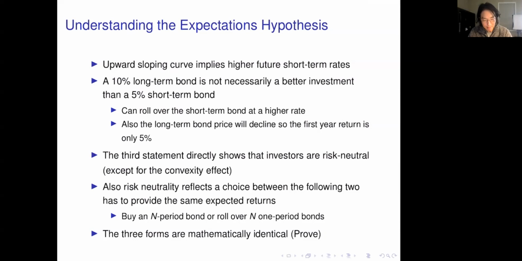And if you look at the third statement directly, it says investors are risk neutral. Risk neutrality reflects a choice between the following two, which has to provide the same expected returns. In other words, whether you buy an N-period bond or roll over N different one-year bonds. And you can also prove that the three forms are mathematically the same.